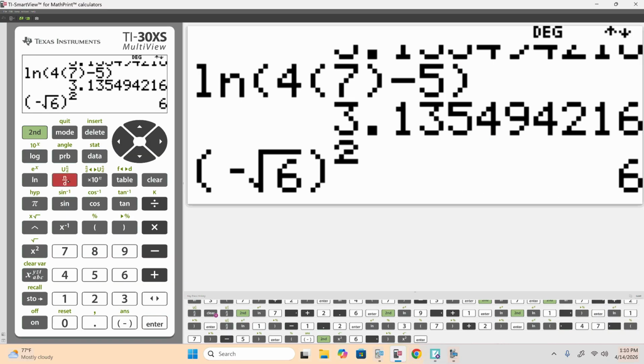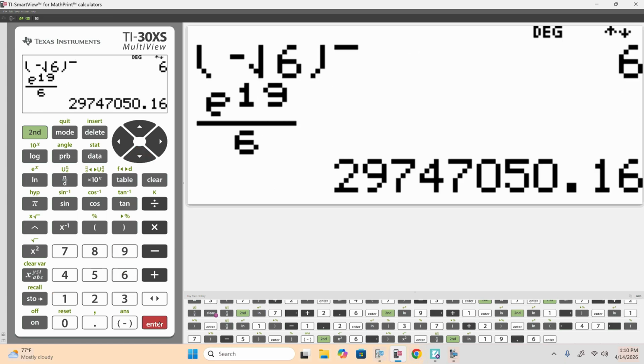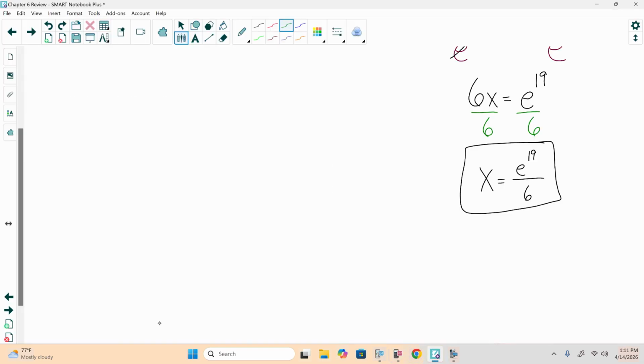If we wanted to see the decimal approximation, we would get this massive number here: 29,747,050.16, and it's going to keep going on. We don't get more than 2 decimal places here because it kind of ran out of room. Any other questions on 50 through 54?